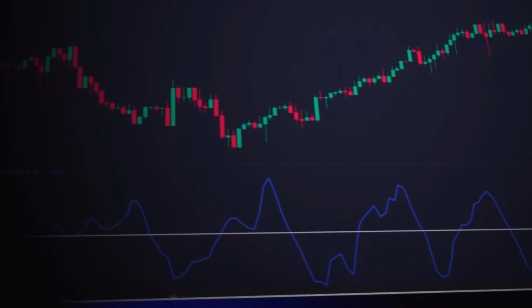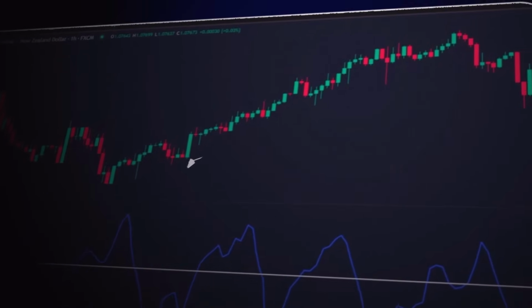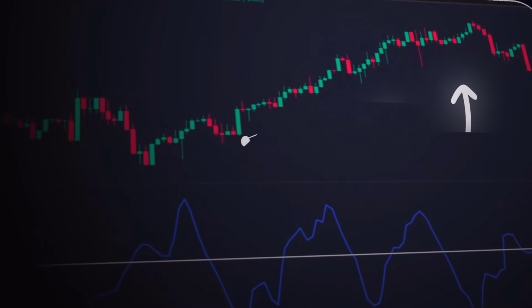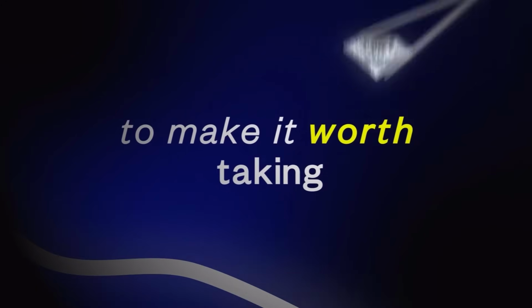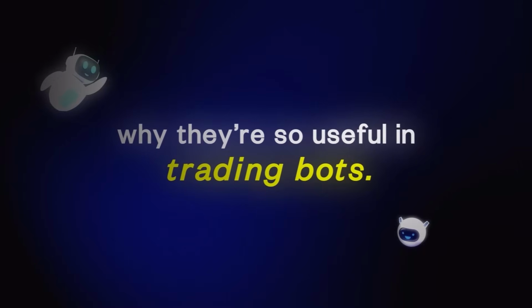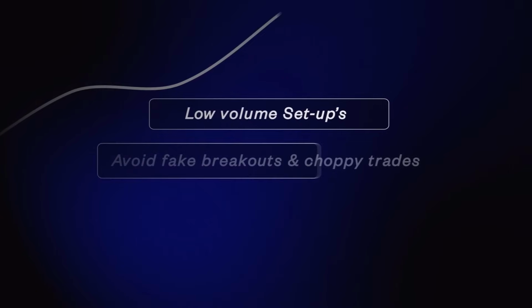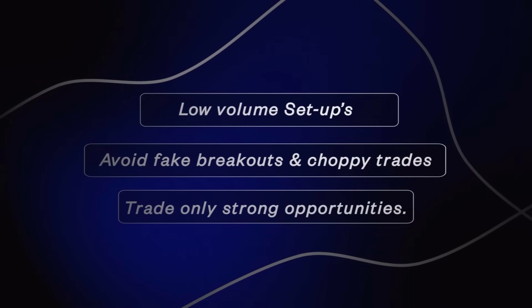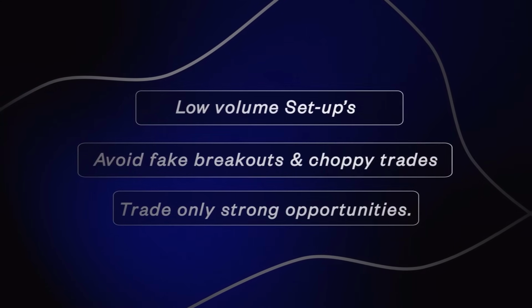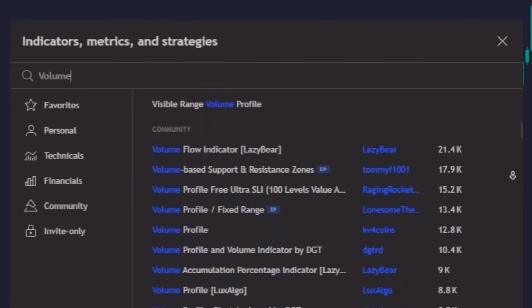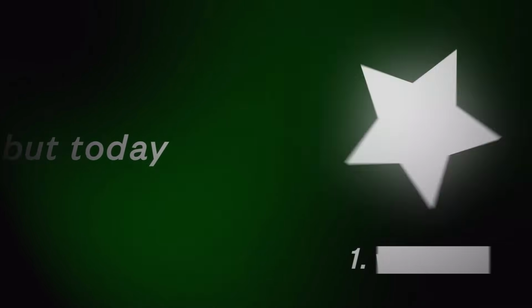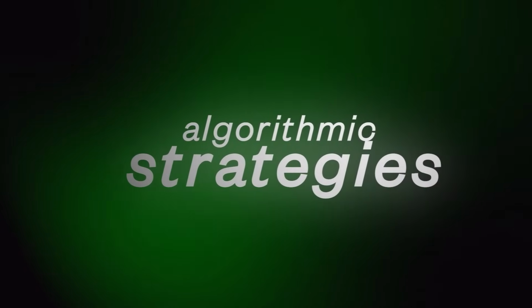Volume indicators help us detect that hidden force in the market. They don't predict direction by themselves, but they tell us if there is enough power behind the signal to make it worth taking. And that's exactly why they are so useful in trading bots. If we can filter out low volume setups, we can avoid many of the fake breakouts and choppy trades and focus only on the moves that actually have potential. There are dozens of volume indicators out there, some basic, some very advanced, but today I will show you 3 of my favorites that work great with algorithmic strategies.